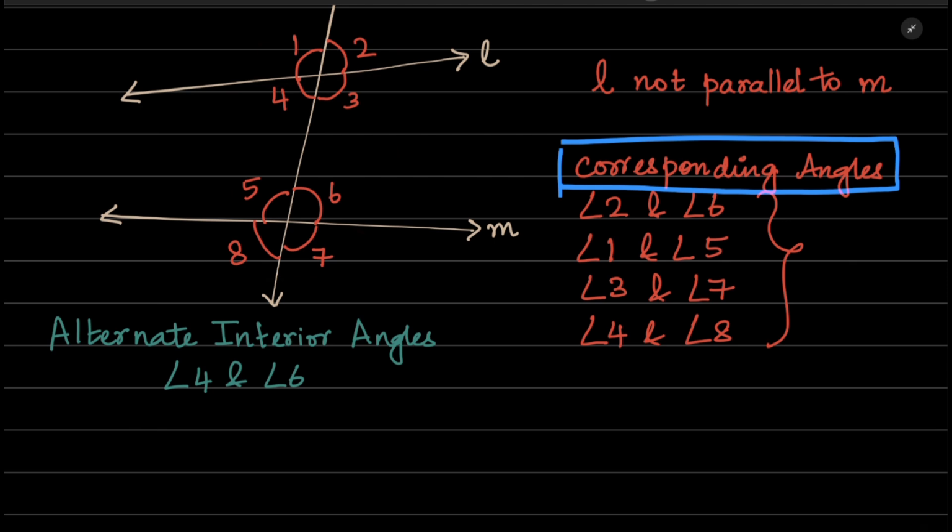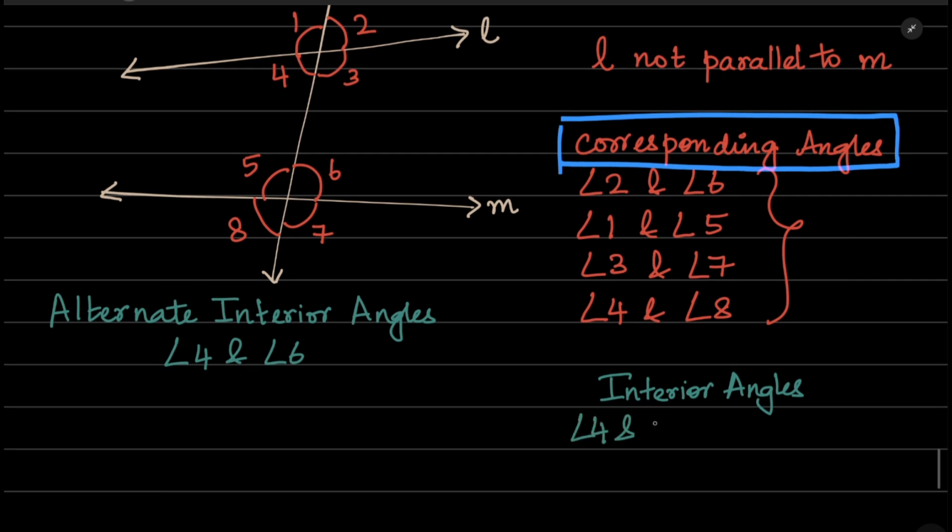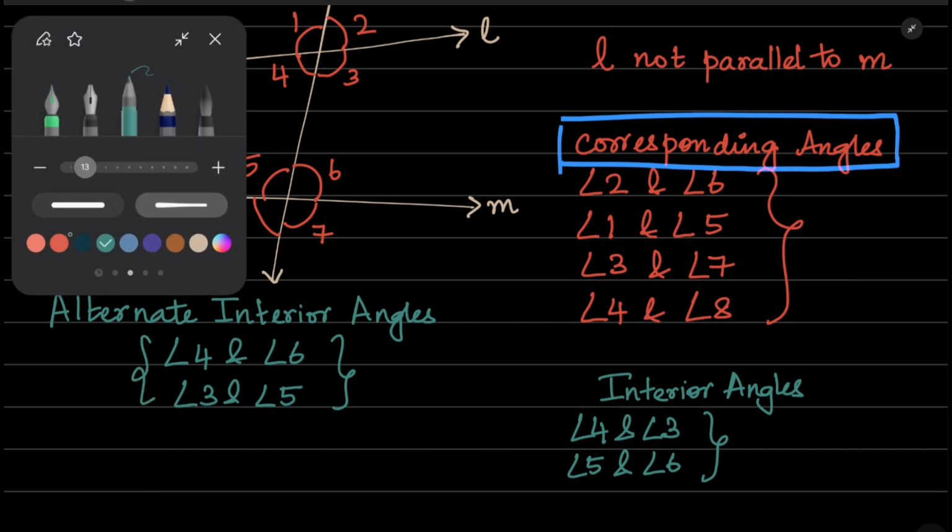Is it clear? Before we write, let me write what the interior angles are. Interior angles: angle 4 and angle 3, and angle 5 and angle 6. These are just interior angles. Alternate interior angles means alternately: 4's alternate is 6, and 3's alternate interior is 5. So angles 4 and 6, and angles 3 and 5, are alternate interior angles. This is something you should remember.